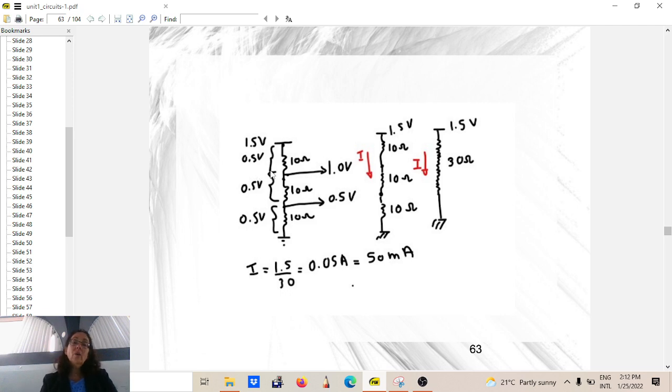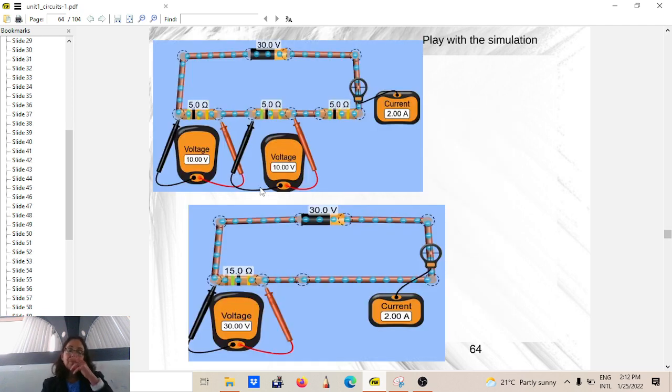You can verify Ohm's law here too. If you do RV equals 10 times 0.05, you get 0.5, okay? So here, I gave you another example. You have three loads. Each one of them is 5 ohms. Okay, so you can verify Ohm's law here. 5 times 2 is 10 volts.